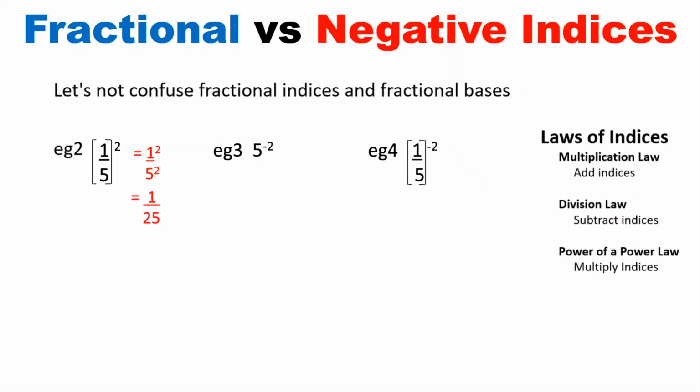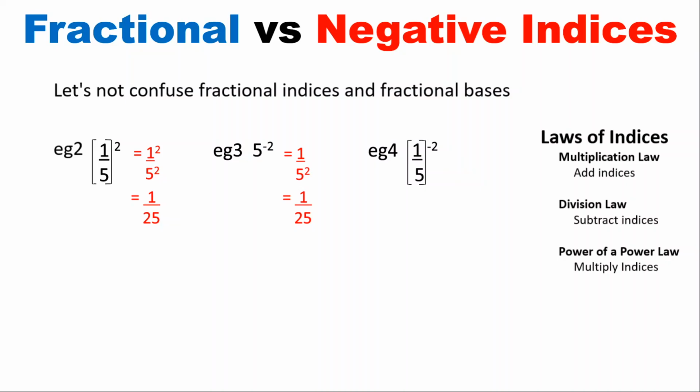For example 3, the base is not a fraction, however, we have a negative index. And as I keep saying, negative indices give us the reciprocal of that same base if it had a positive index. So the reciprocal of that is 1 over 5 to the power of positive 2, and 5 to the power of positive 2 is 25, so that's 1 over 25 as well.